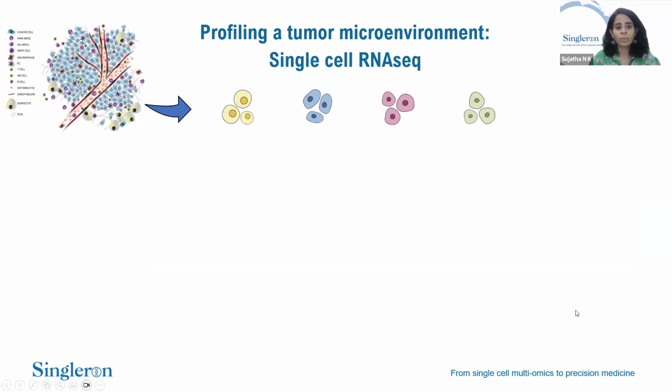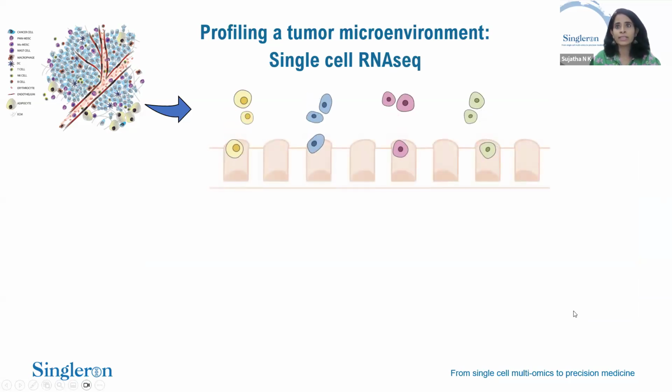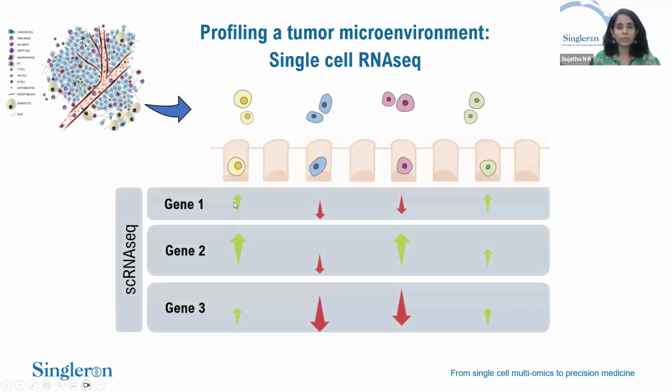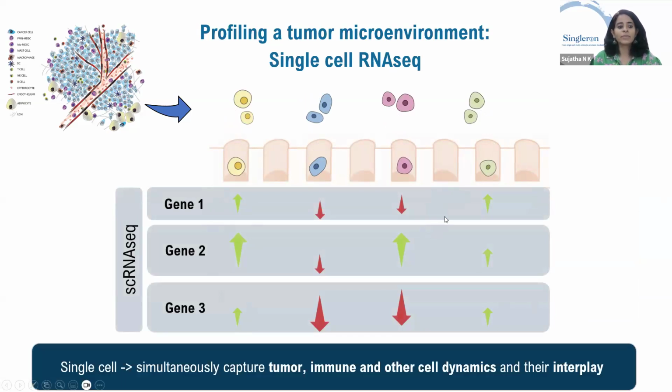But say you had an option of partitioning the different cell types and then looking at the gene profiles. Here you immediately understand that gene 1 is upregulated in certain cell types, but downregulated in others, and so on. So what single cell helps you capture is the different cell types in the sample and their interactions and interplay.